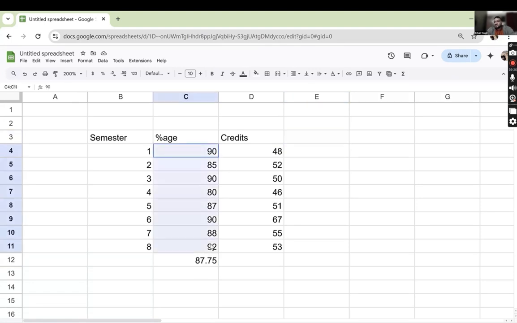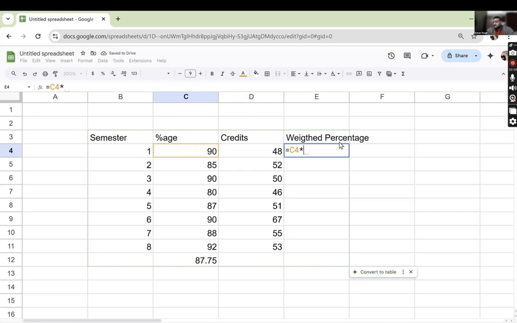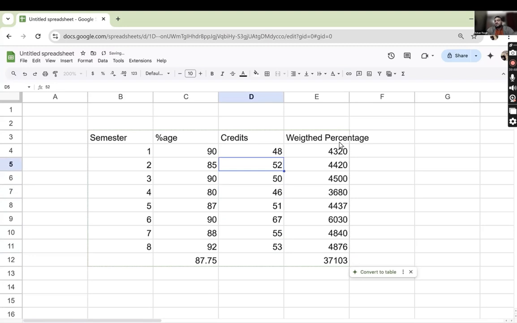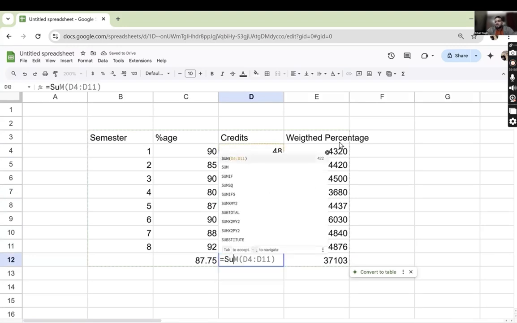Now I know my percentage in each, and I also know my credits. So what I'll do, I'll calculate a cumulative column. I'm calling it combined, or weighted percentage. What happens is I combine my percentage with the credits, or weight, and calculate a total value. Now I'll calculate a sum of this. Similarly, whatever weights I know, I calculate a sum of this.